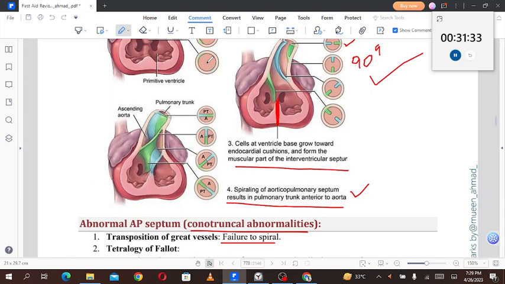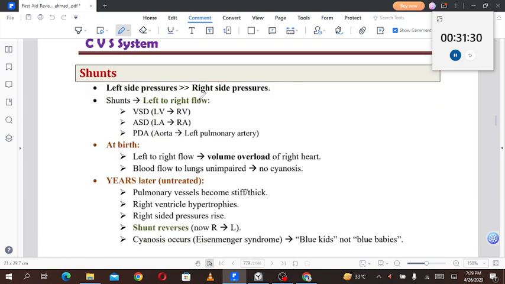Then we have shunts. Left sided pressure is more than the right sided pressure, so shunts are normally left to right shunts. The most common example in the adult population is if there is a patent foramen, or a patent connection between the ventricles or atria because of some septal defects. I'm sorry, I always mix these things up. In adults, if there are patent septal defects, there will be left to right shunting. Okay, in adults we see left to right shunting.